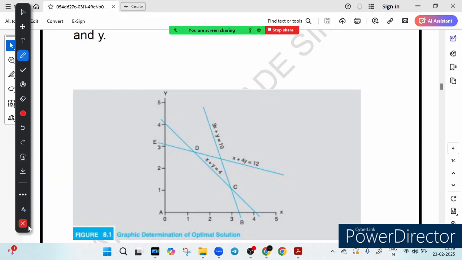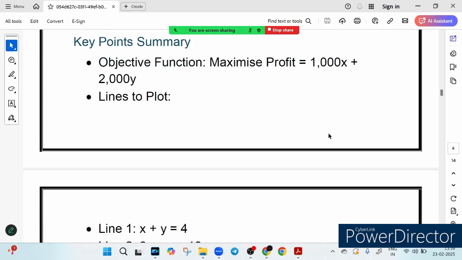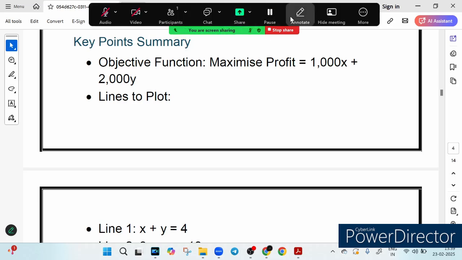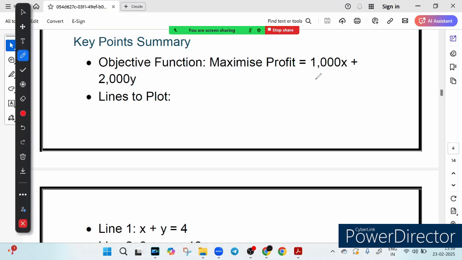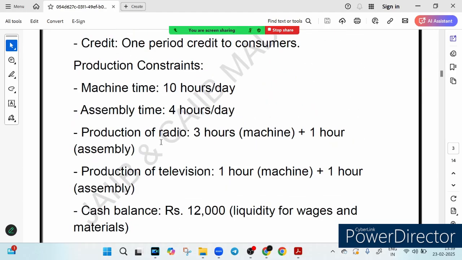So let me summarize the points which we have just discussed, the key point summary. So step number 1, understanding the profit formula. We want to maximize profit. So what is our profit formula? The profit formula is 1000x plus 2000y. How did we get this 1000x? Let me show you why this is 1000x.